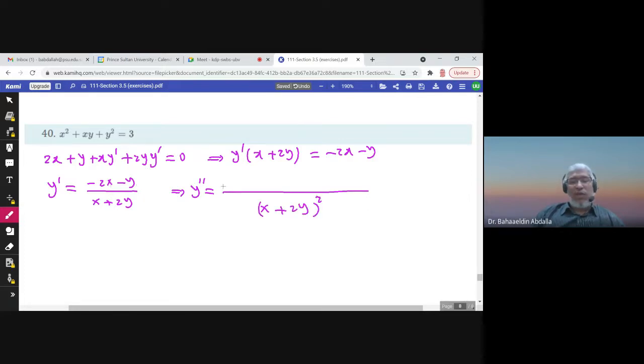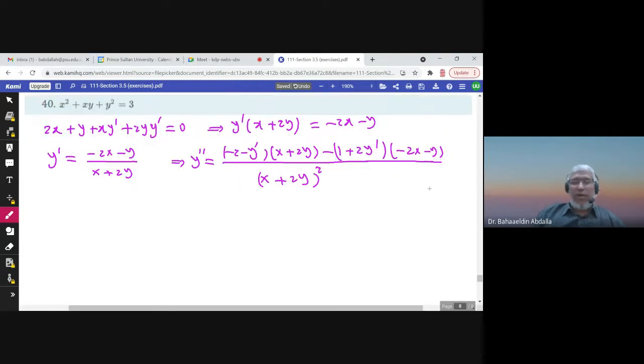Derivative of the numerator, negative 2 minus y prime, times x plus 2y. Derivative of the denominator, 1 plus 2y prime. Derivative of 2y is 2y prime, times negative 2x minus y. Let us simplify. So y double prime is equal to that over (x plus 2y) squared. I keep the denominator as it is.